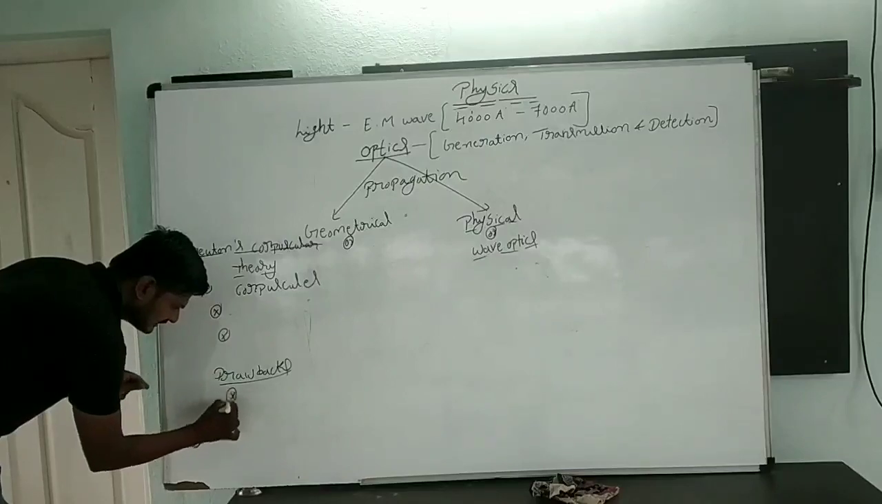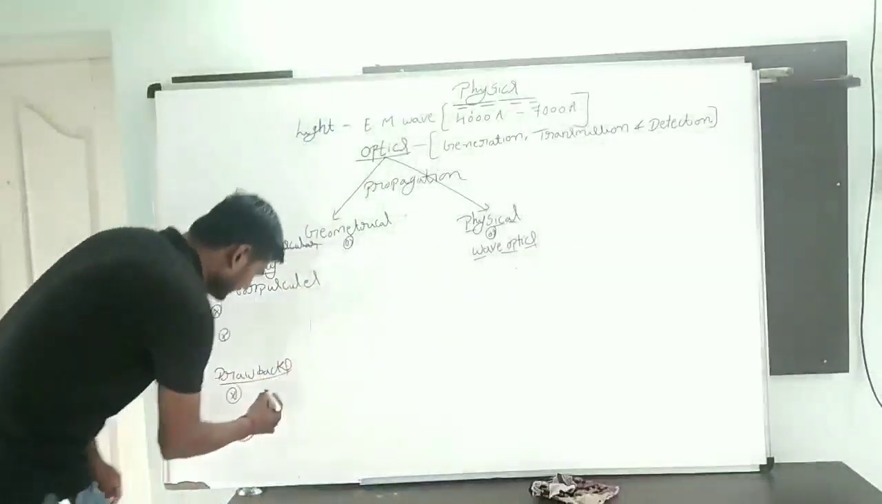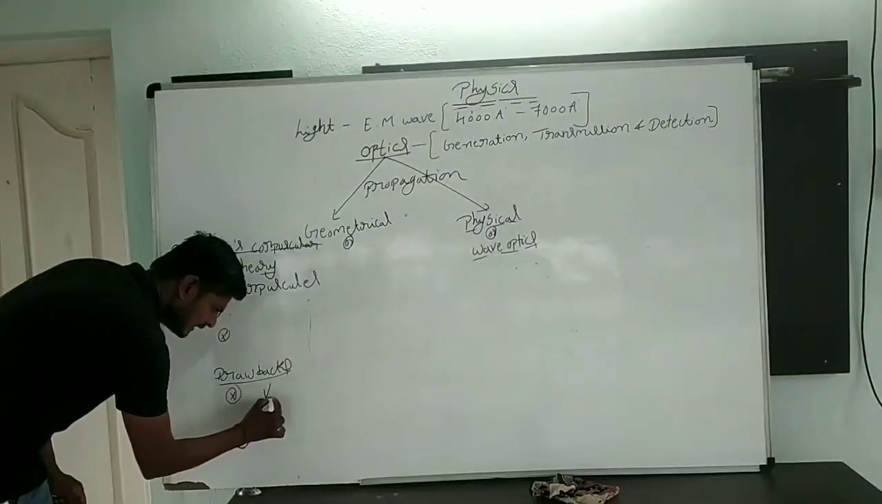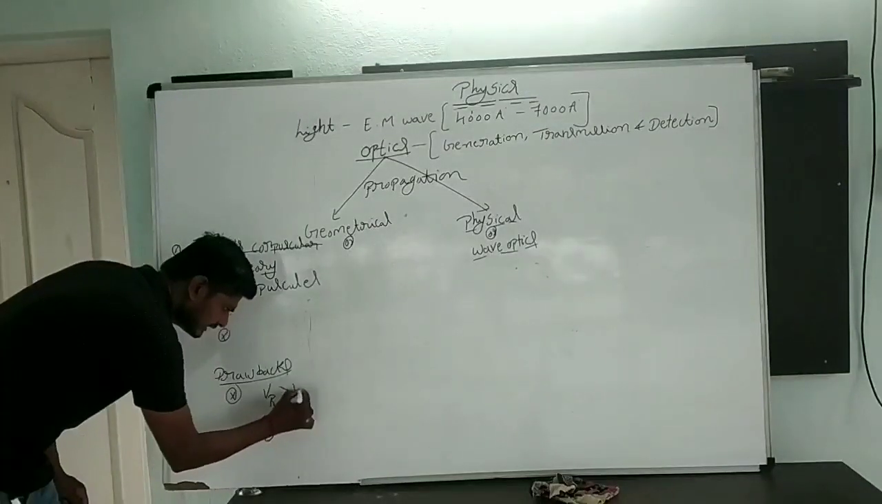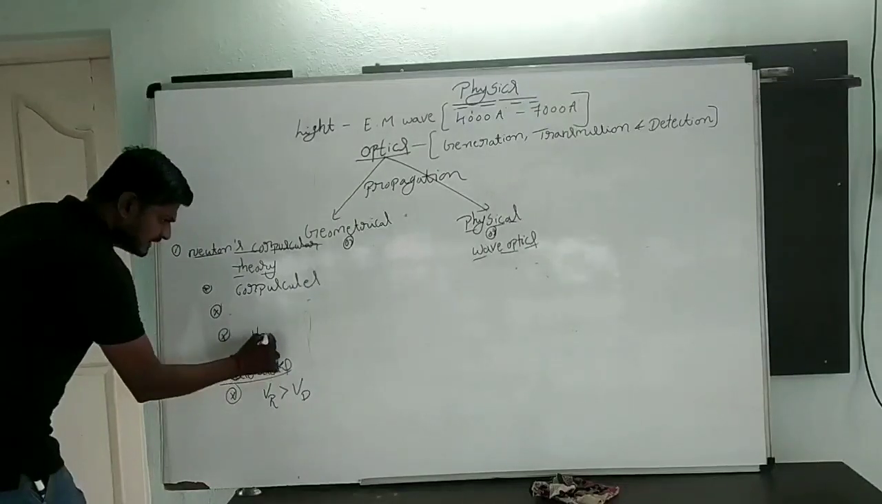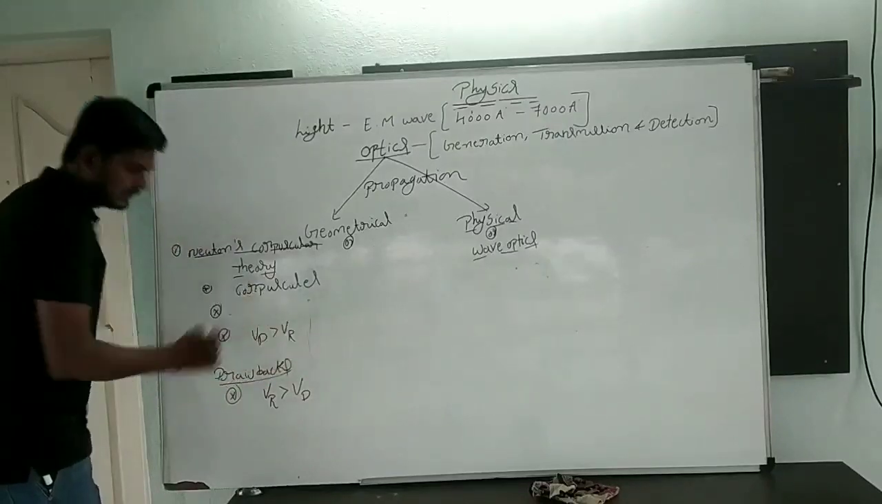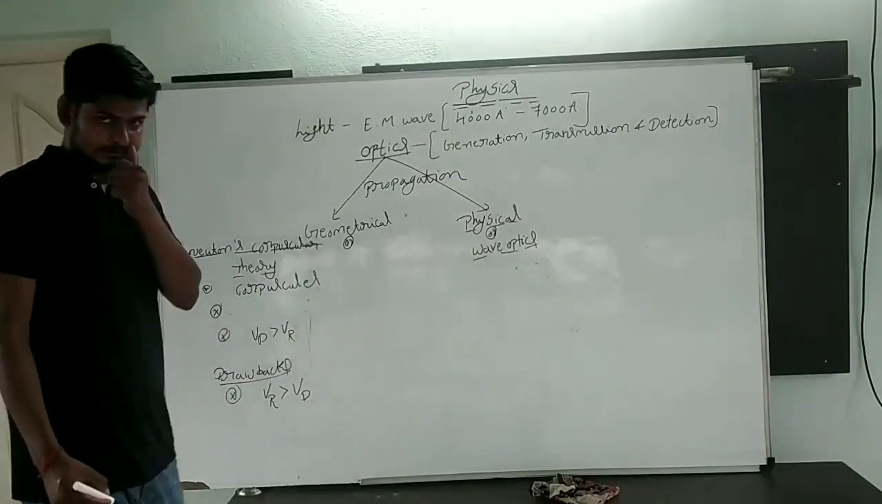That is the first drawback. The velocity of light or speed of light in rarer medium will be greater than in denser medium. But according to Newton's corpuscular theory, the velocity of light will be more in denser medium compared to rarer medium. That is the one drawback.